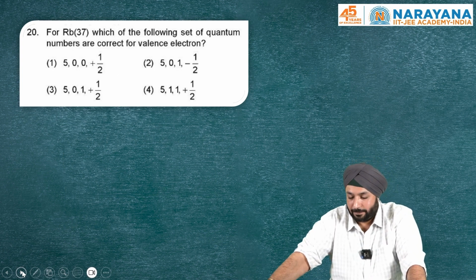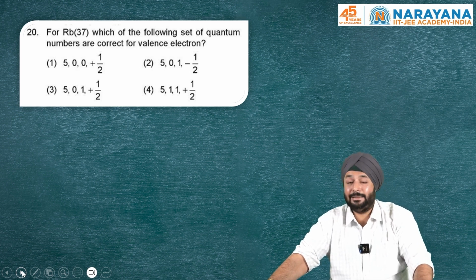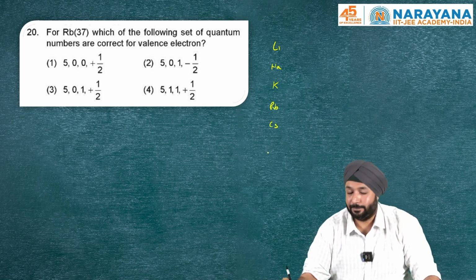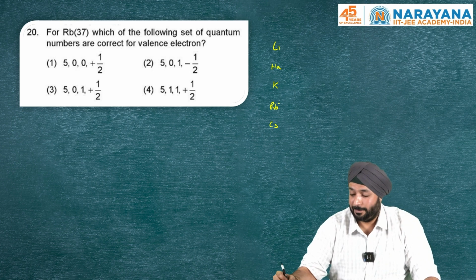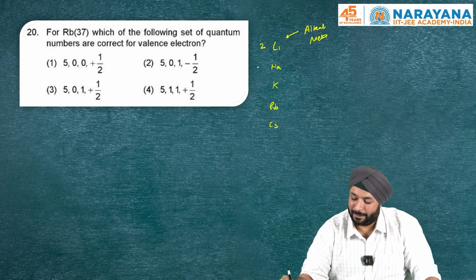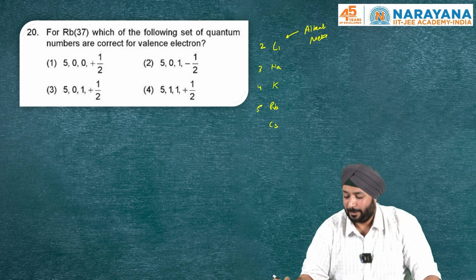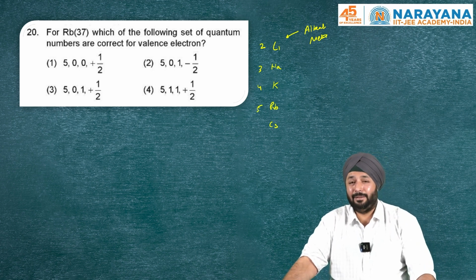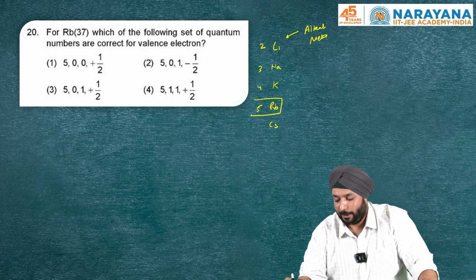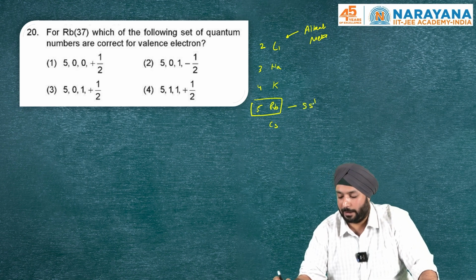For rubidium, right? If the following set of quantum numbers are correct for a valence electron: lithium, sodium, potassium, rubidium, cesium. All of us know rubidium is a part of alkali metals. And there's second period, third period, fourth period, fifth period. So no need to write down the Aufbau principle, calculate what is the outside electron. Rubidium is a fifth period element. So the valence shell is 5s1.